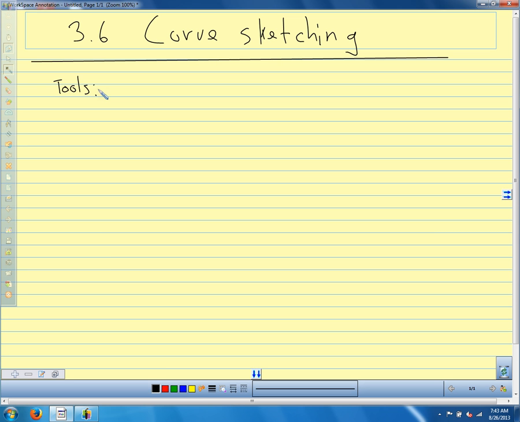Intercepts. Sounds good. We can figure out where it crosses the x and the y axis. That'll help us get an idea of the shape. What's something else? Asymptotes. Nice.